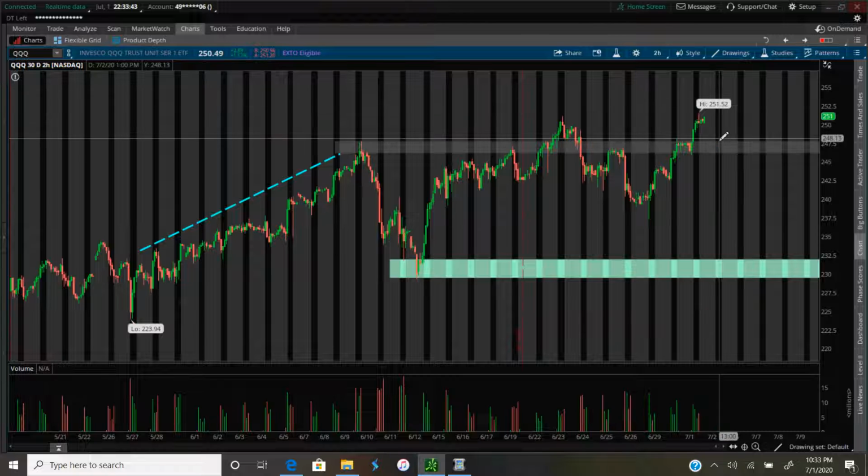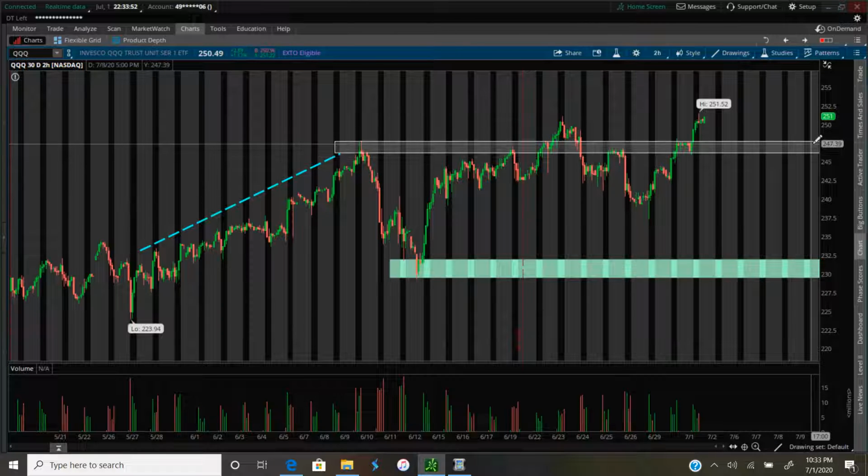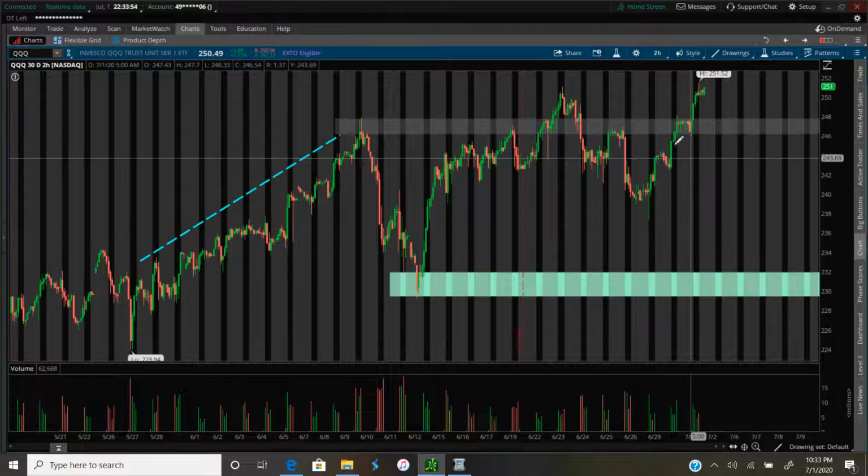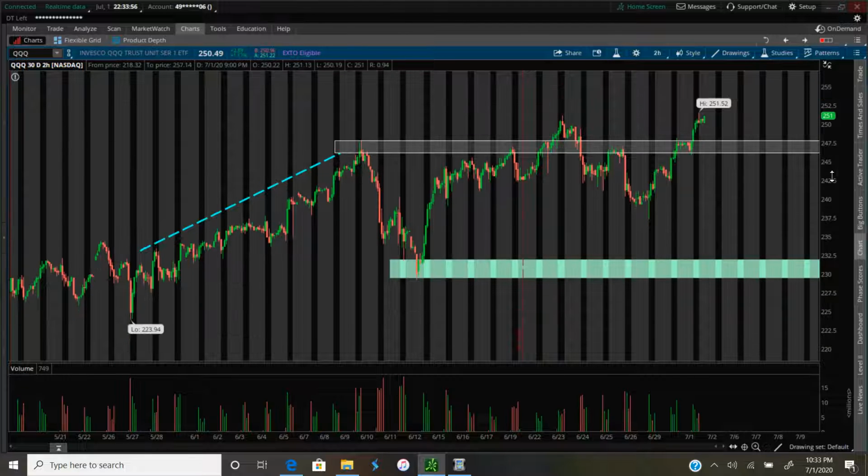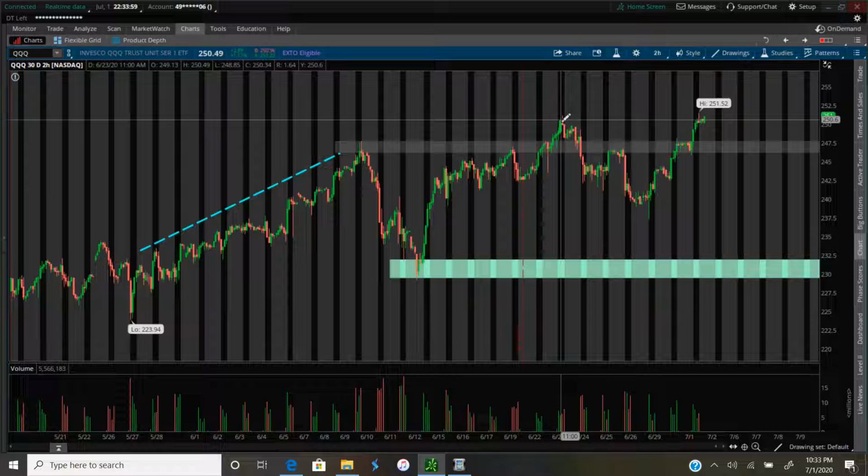As it comes back down, test it, it may continue to rally, we may rally and then eventually come back down and test it, and see if we can hold above it. That's how I find my zones. Up here, this could be used as a zone as well.